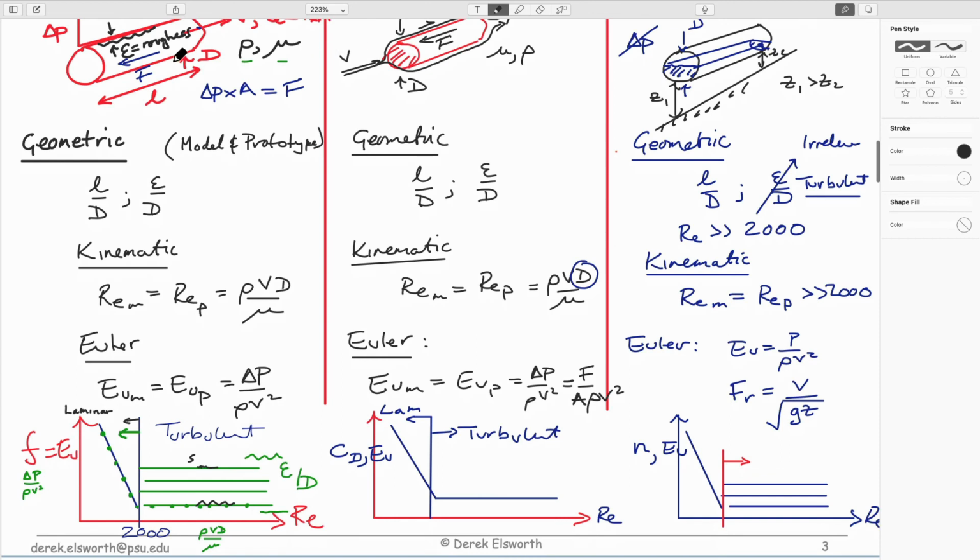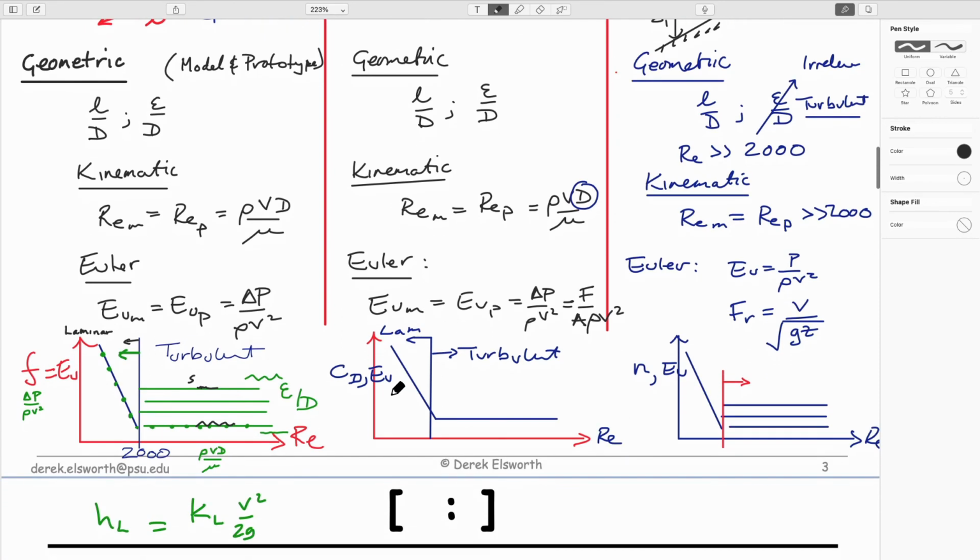Given the same geometry, it's not surprising that the figures we'll use to define the behavior for external flows are very similar to what we do for internal flows. We end up with a graph that defines an Euler number relative to a Reynolds number. This Euler number we call a coefficient of drag.